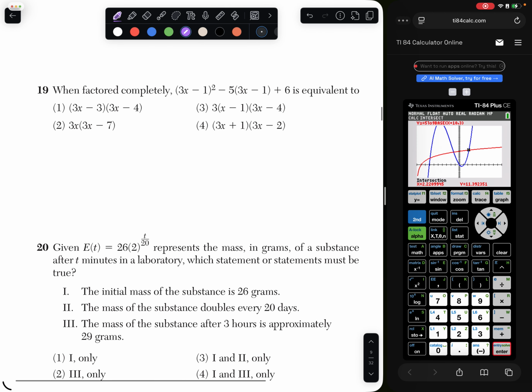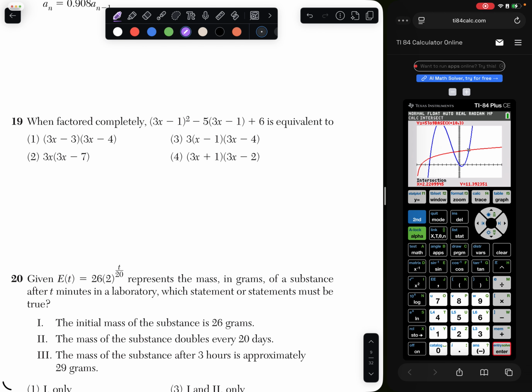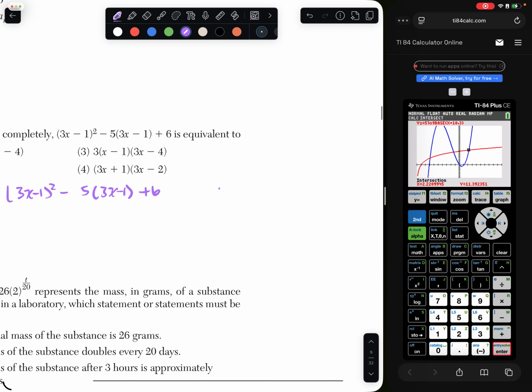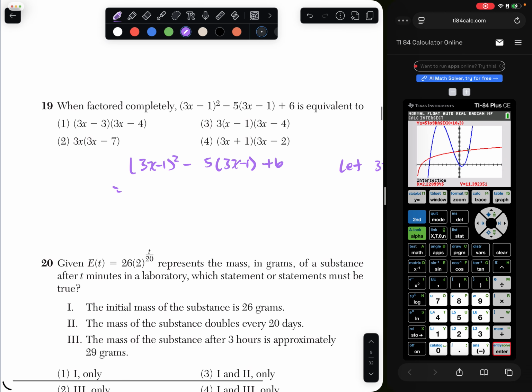Okay. When factored completely, (3x − 1)² − 5(3x − 1) + 6 is equivalent to. When I have this here, some people might struggle to do this factoring, but I have a trick that makes it really easy. Let's let 3x − 1 be equal to a. Then see, this is a squared, and this is 5a.